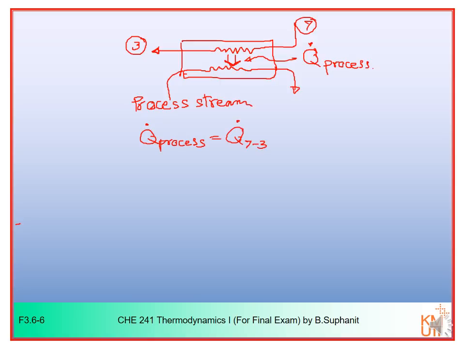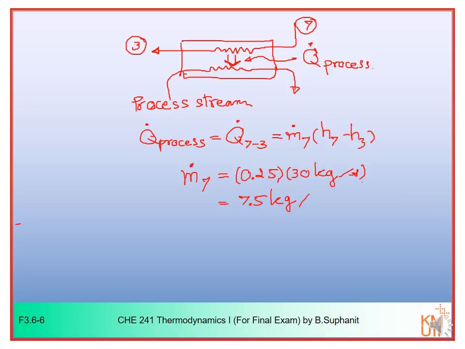Q73. Then that would be M7 multiplied by H7 minus H3. M7 here is the amount of steam that you extract from the extraction turbine. So M7 equals 25% of the total flow. So you have 0.25 multiplied by 30 kilogram per second. This is the total flow. So M7 here is 7.5 kilogram per second.